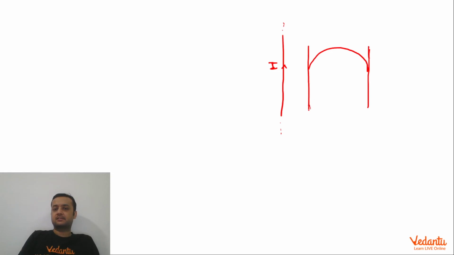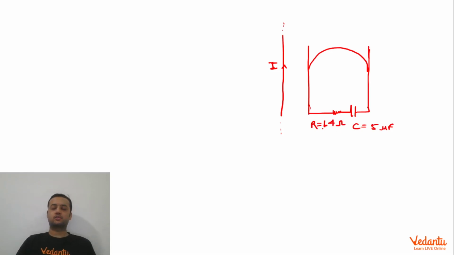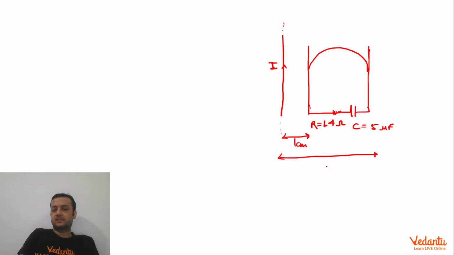Okay, and this loop has been completed with the help of a resistor and a capacitor. The capacitance is 5 microfarad and the resistance is 1.4 ohms. At t equals 0, the capacitor was uncharged. This distance has been given as 1 centimeter and this distance has been given as 4 centimeters.